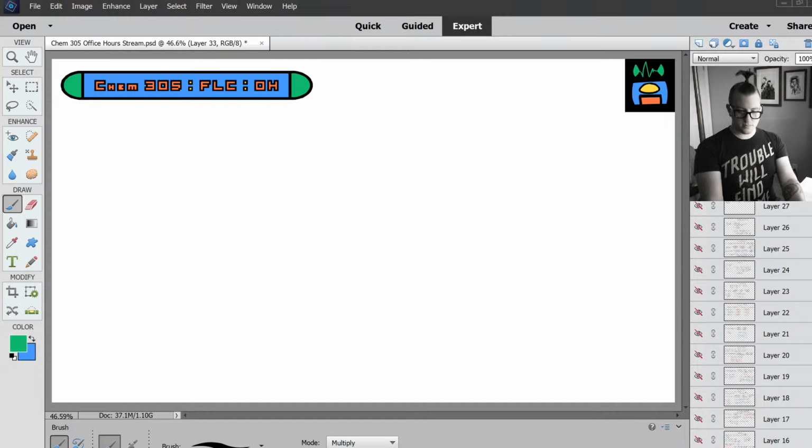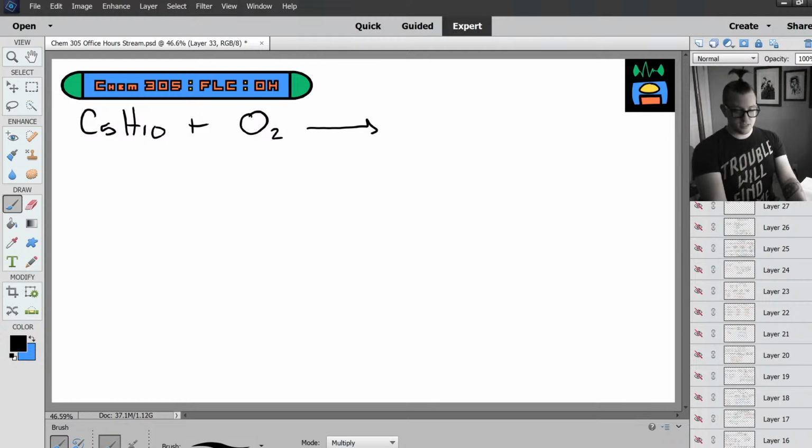Okay, I actually have one. Okay, here we go. This one we actually need to use a fraction. Oh man, okay. Let's balance this one. Let's balance C5H10 plus O2. This is the combustion of pentane, producing carbon dioxide and water.